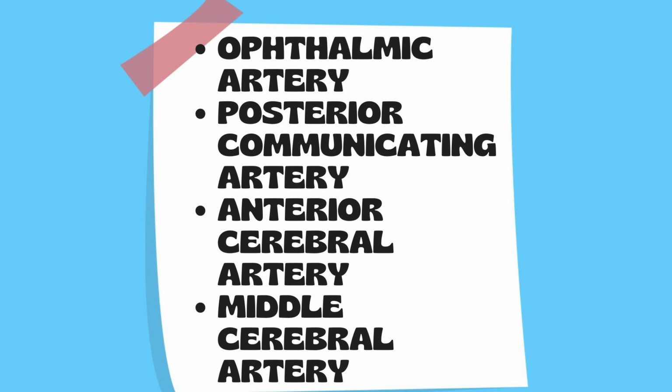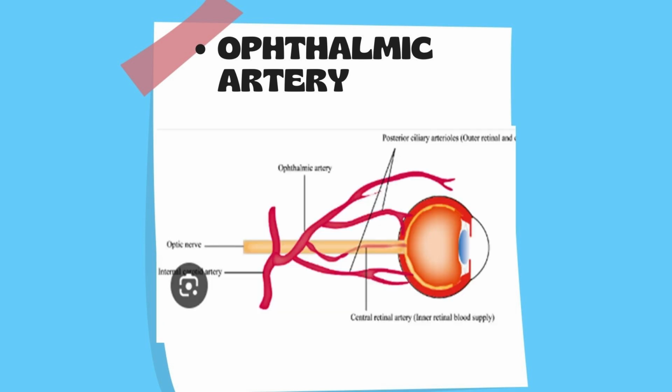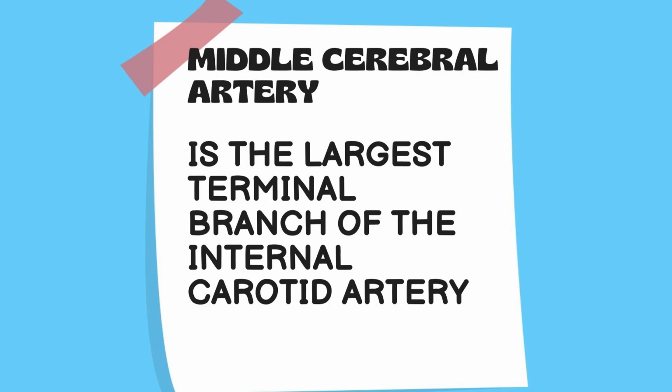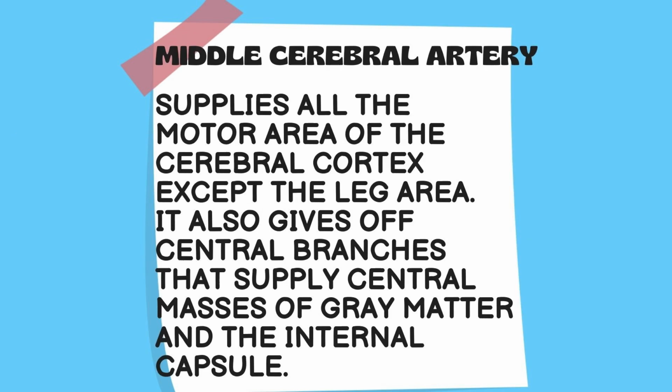The ophthalmic artery arises from the internal carotid artery, and it passes forward into the orbital cavity through the optic canal. It then gives off the central artery of the retina, which is an end artery and the only blood supply to the retina. The anterior cerebral artery supplies the medial and the superior lateral surface, whereas the middle cerebral artery is the largest terminal branch of the internal carotid artery, and it supplies all the motor area of the cerebral cortex except the leg area.